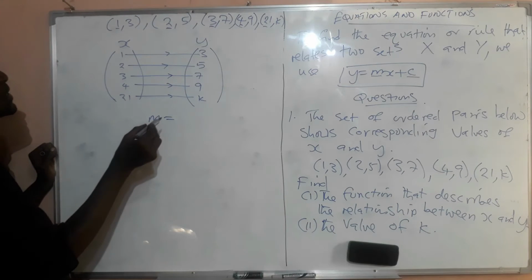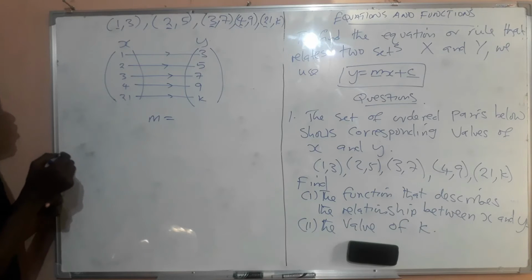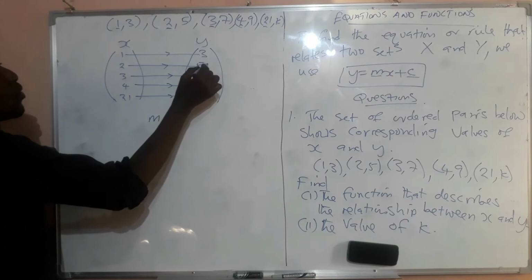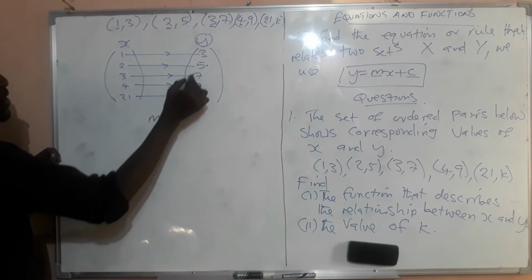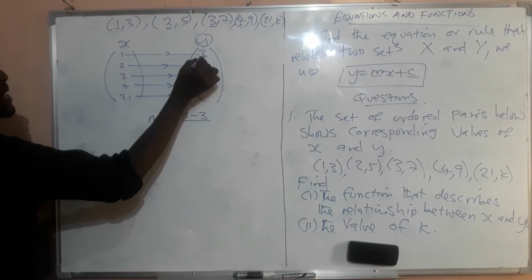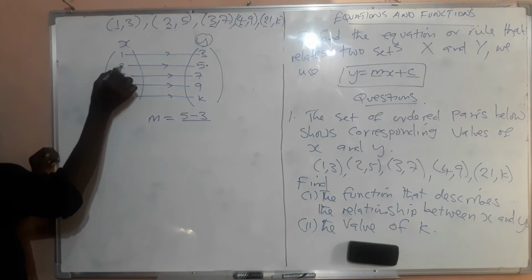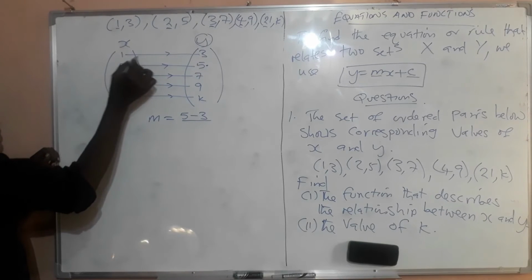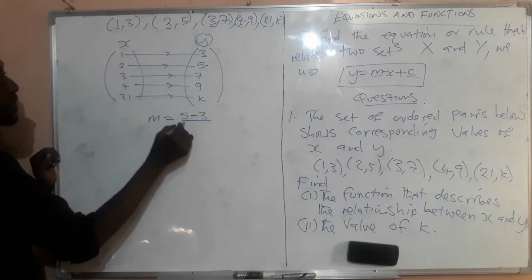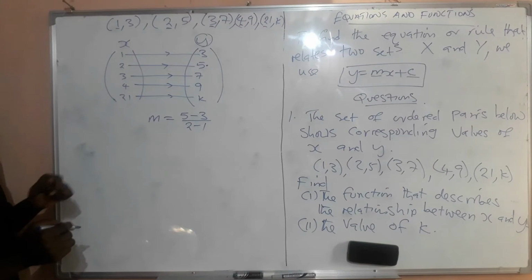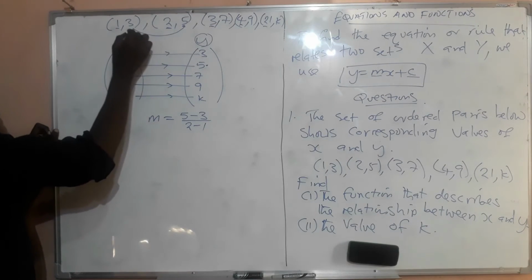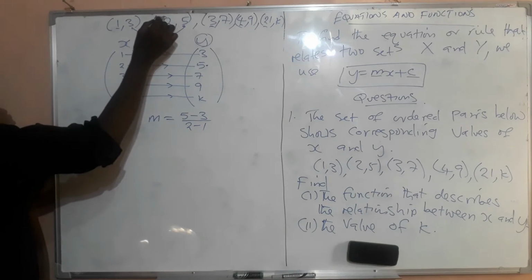So the first thing that you do, for us to find m, we are going to subtract some numbers here. You always start with y. So you are going to subtract 5 minus 3 over 2 minus 1, because 2 is mapped onto 5 and 1 is mapped onto 3. You just pick any 2 points. So here we've subtracted 5 minus 3 divided by 2 minus 1.